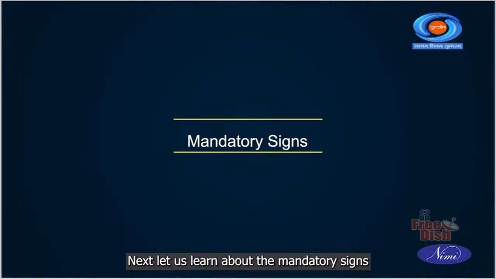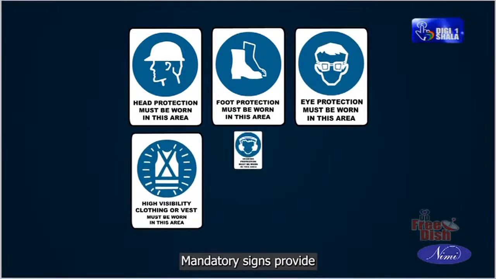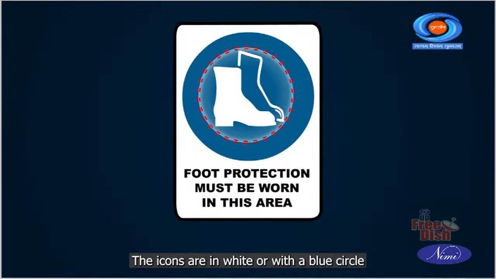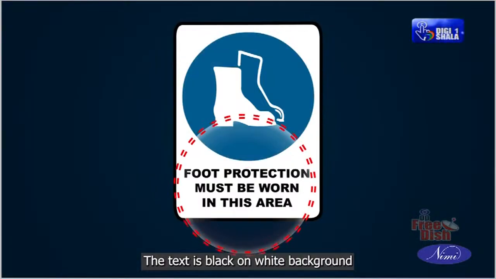Next, let us learn about the mandatory signs. Mandatory signs provide specific instructions that must be carried out. The icons are in white over a blue circle. The text is black on a white background.